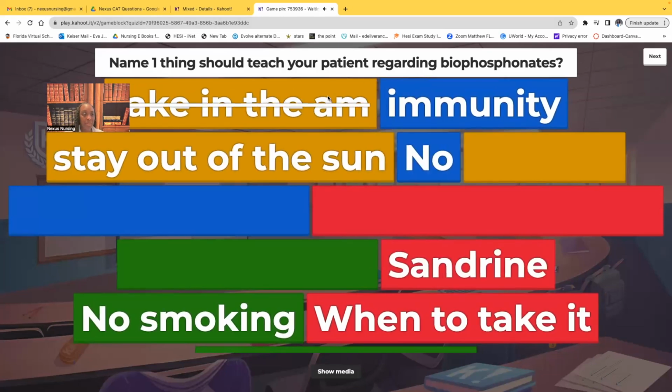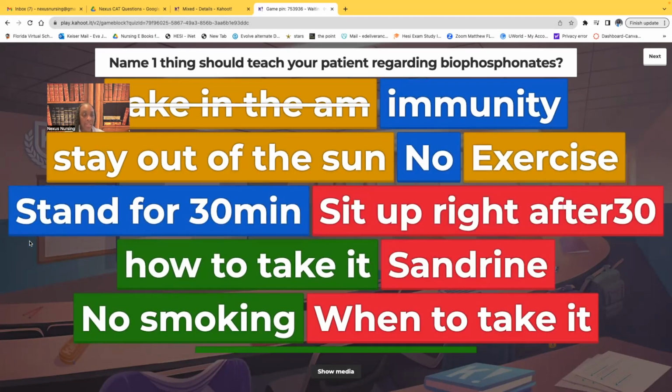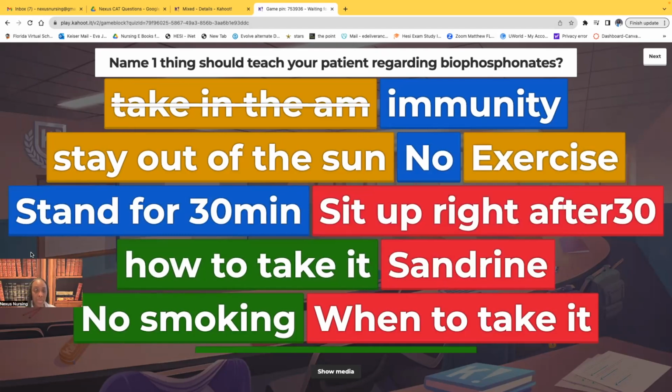Okay, let me move this so I can see what it says. It says take in the AM, immunity, stay out of the sun, no exercise, stand for 30 minutes, sit upright after 30, how to take it, no smoking when taken. Okay, so let's talk about it. There's over 50 people in this room. How come only 11 of you guys answered?